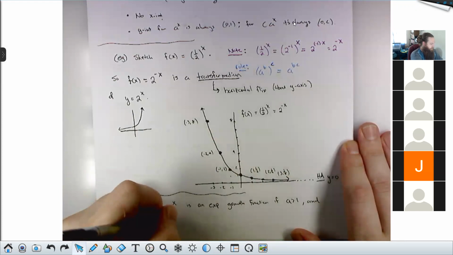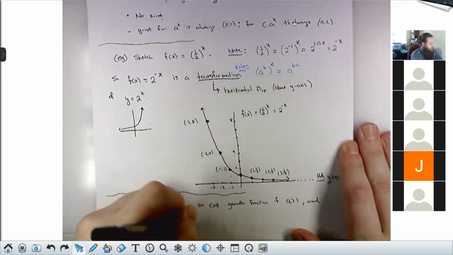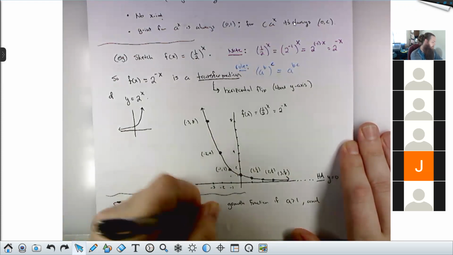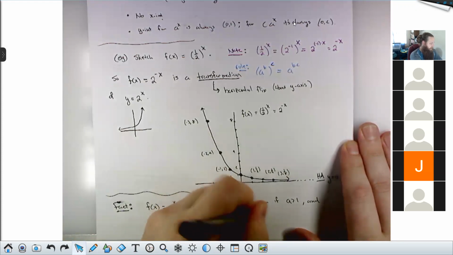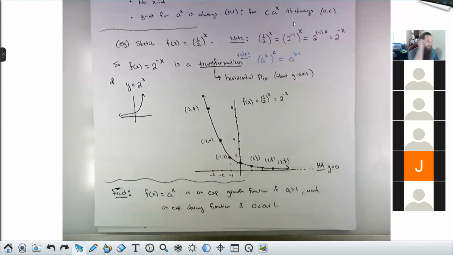And we call it an exponential decay function if a is between 0 and 1. Right, so if a is smaller than 1. So like here, 1/2, my base is 1/2, which is smaller than 1. So this is a decay function. And the other guy, my base was 2. 2 is bigger than 1. So that's a growth function.